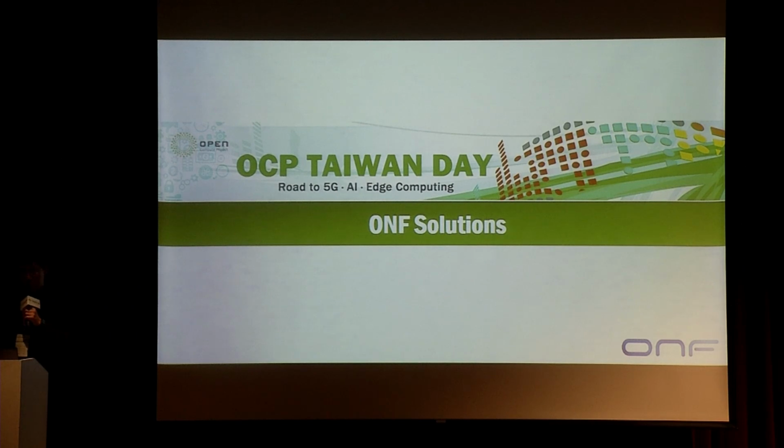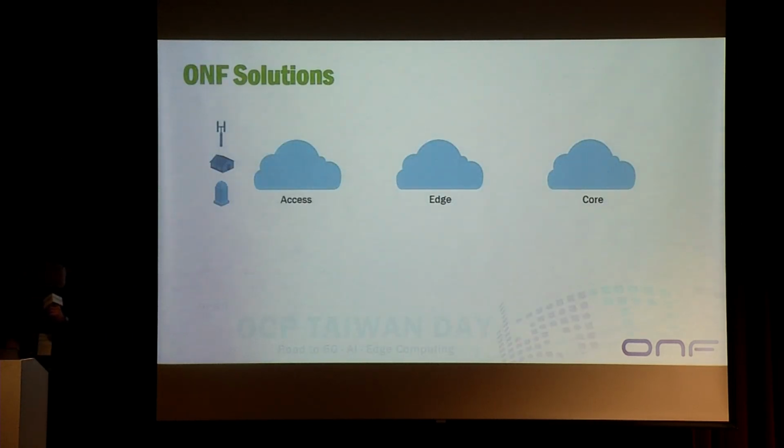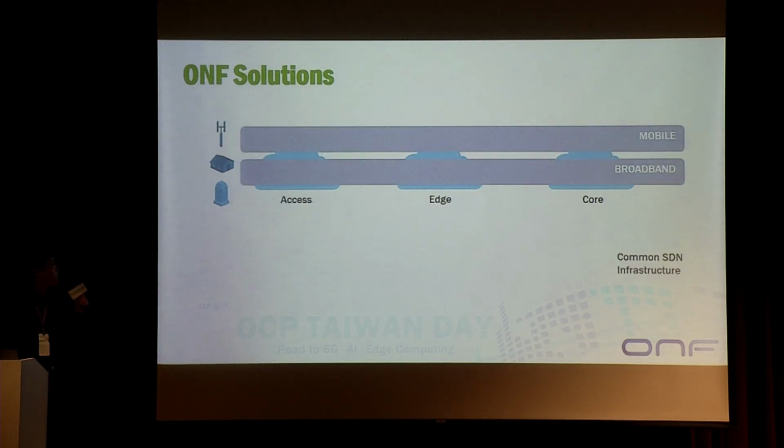Now I'm going to talk about what solutions we have. On the left-hand side, closer to the customer, you're going to have access technologies, and then of course an edge cloud over here, and behind that a core infrastructure. We categorize our solutions into two kinds. One is for broadband and fixed networks, and the other is for mobile. And of course, in order to support these two use cases, we need a common SDN infrastructure.